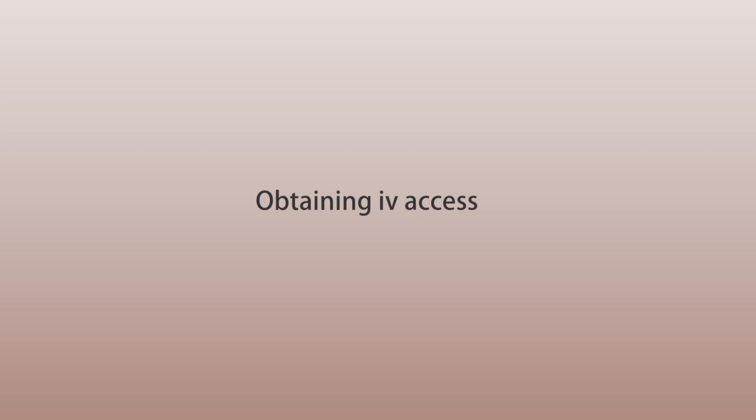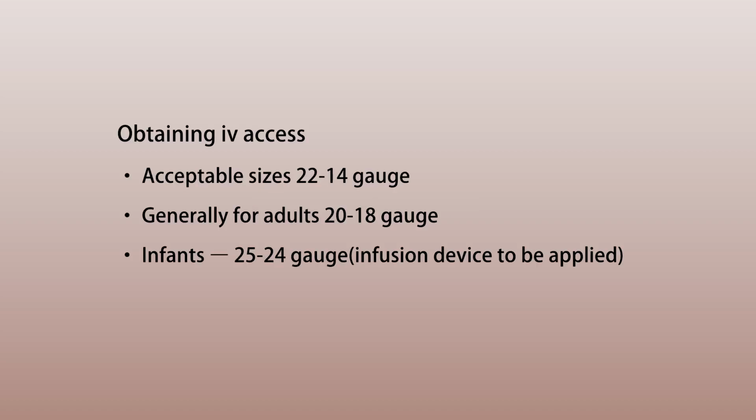The next important thing is obtaining an IV access. The acceptable sizes are from 22 to 14 gauge needles. Most of them can be used for blood transfusion. Generally, for adults you use 20 to 18 gauge needles, and for the infants you can go up to 25-24 gauge as long as infusion devices are applied. So a very small gauge needle can compromise the blood products, especially the cellular ones, when RBCs have to move under shear stress and through a very narrow cannula lumen. So always choose the biggest cannula applicable for that particular type of patient.